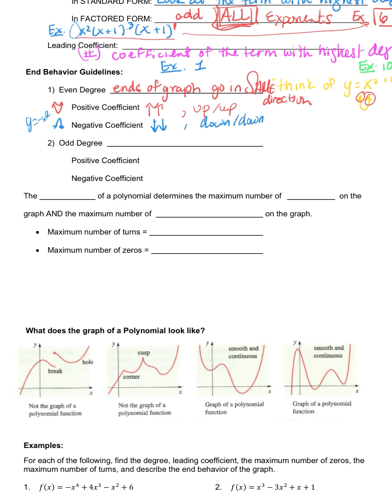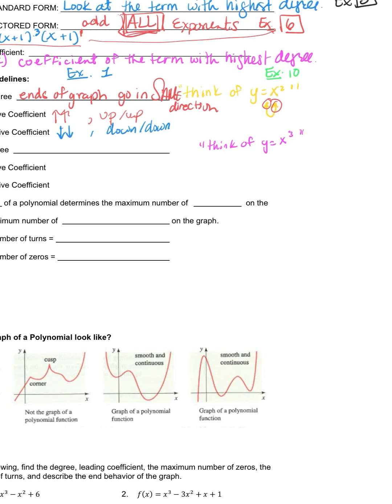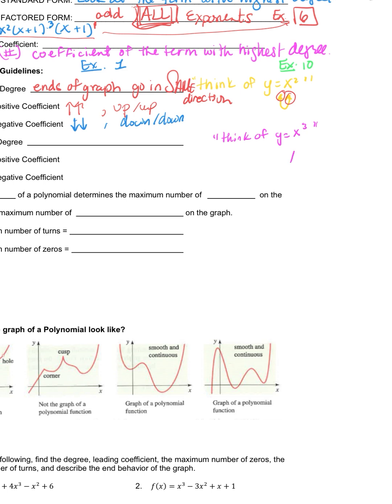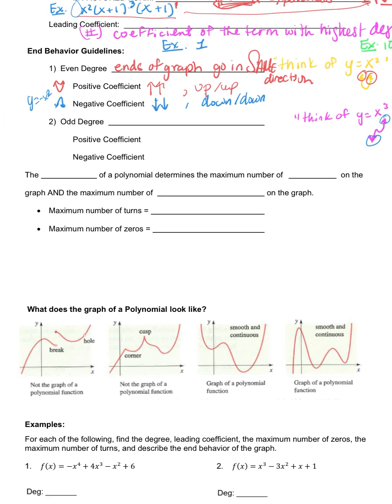Now, odd degree, what I want you to think of is a cubic, y equals x cubed. If you think of y equals x cubed, it's the shape of an S. So we want to look at the end behavior. Now, all odd end behaviors do this. If it's positive, it's going to go down, up.